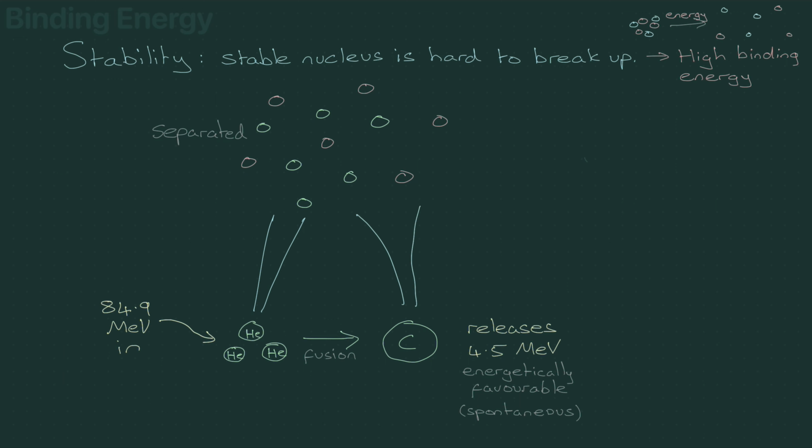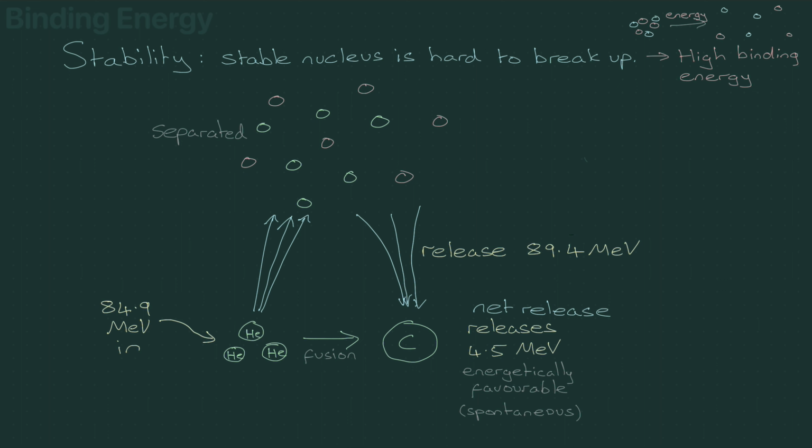Now, I'm going to combine them together into 1 nucleus, carbon-12, and this time release the binding energy, 89.4 mega electron volts. So energy goes in, the particles rearrange, and energy comes out. Since more energy came out than went in, we say this reaction is energetically favourable and may occur spontaneously in nature. It's not going to just happen all the time, since there's an activation energy involved, but doing the reaction results in a net release of 4.5 mega electron volts of energy.